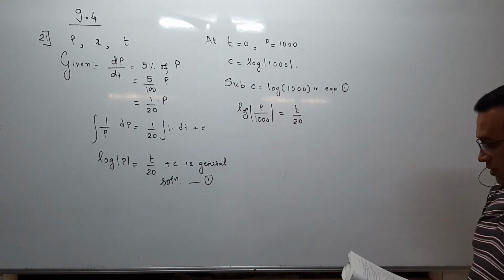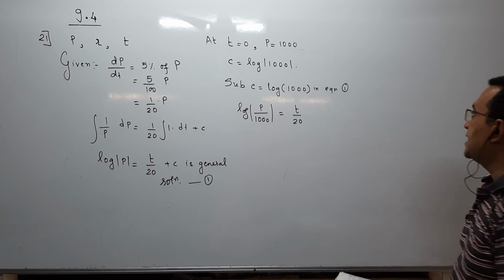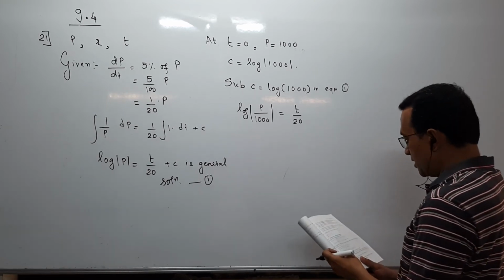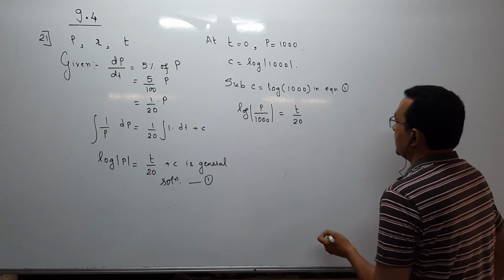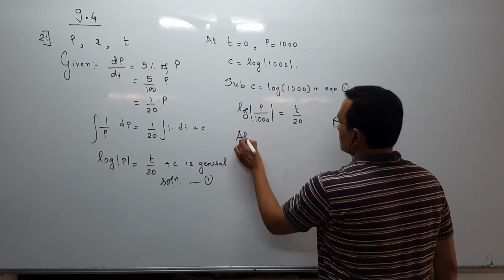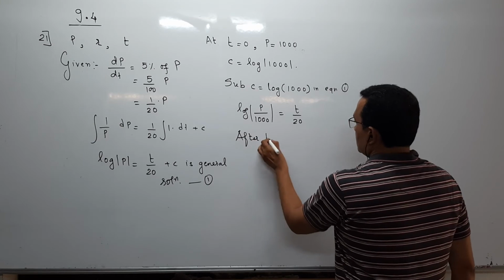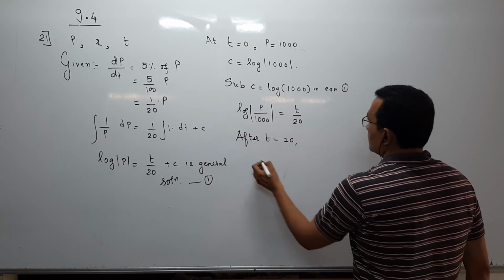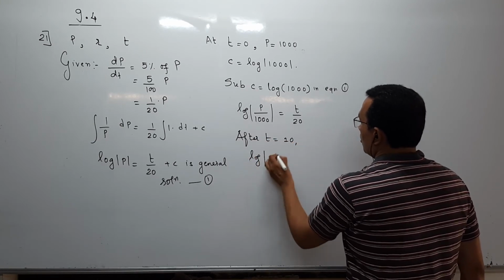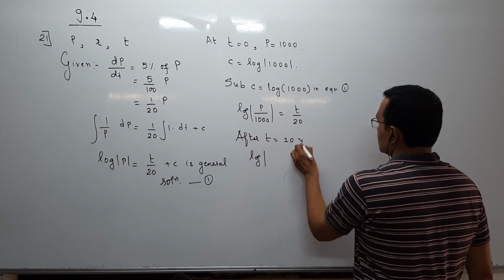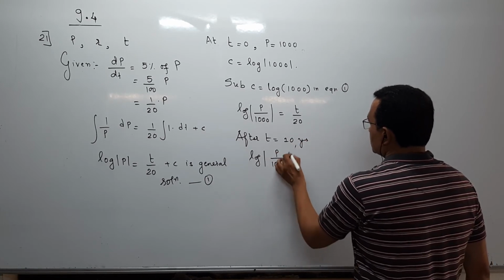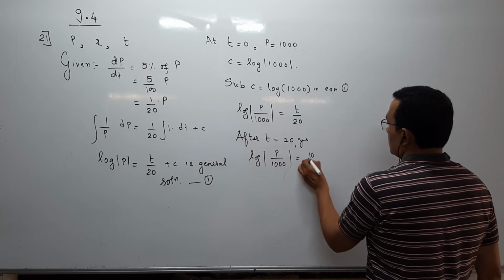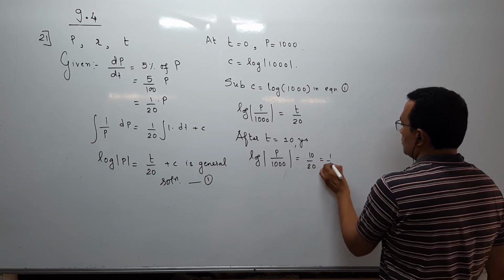Then how much will it be worth after 10 years? So after t is equal to 10 years, we get log mod P by 1000 is equal to 10 by 20, which is equal to 1 by 2.